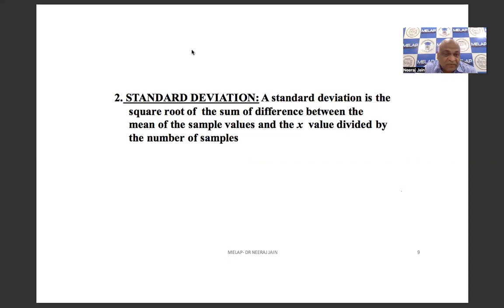But suppose I give you 30 days data of different levels of controls of so many analytes, then how will you decide? For this, you need some tool. These statistical formulas are called statistical tools.